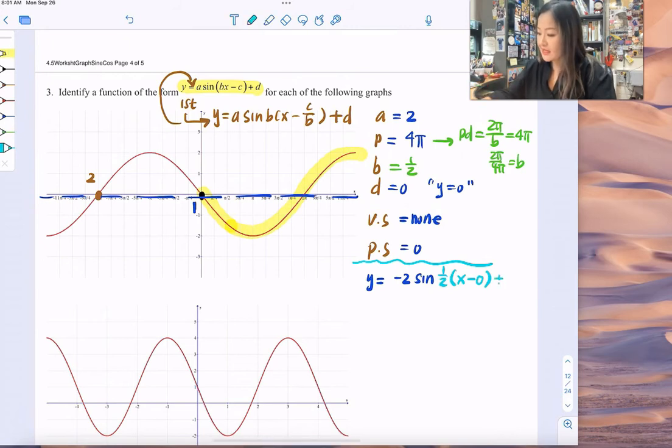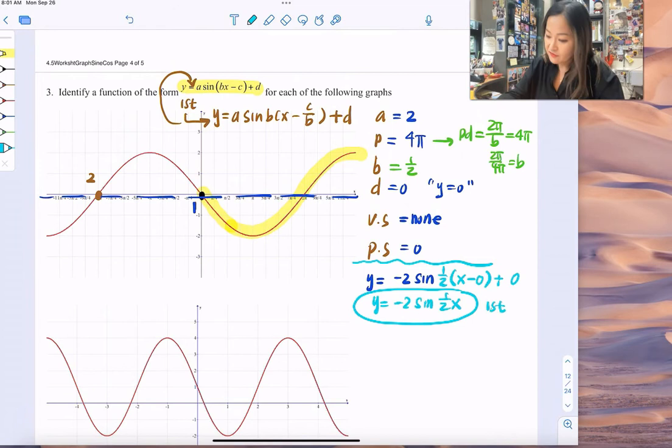And I went up and down, nothing. So here's my completed answer: -2 sine, I'm going to multiply in. And this is my equation 1. That's my first. Remember my first, okay? How about my second equation?